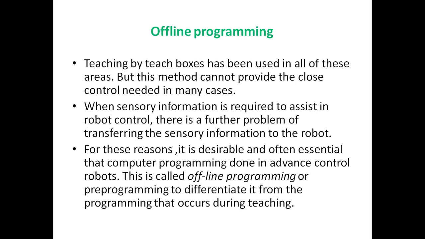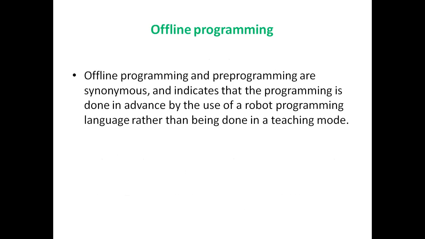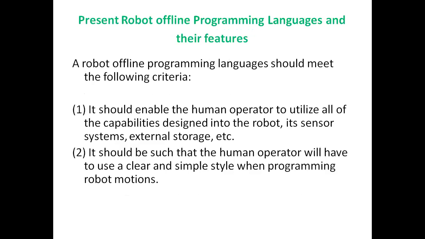This is called offline programming or pre-programming, to differentiate it from the programming that occurs during teaching. Offline programming and pre-programming are synonymous and indicate that the programming is done in advance, by the use of a robot programming language rather than in a teaching mode. Present robot offline programming languages should meet the following criteria. It should enable the human operators to utilize all the capabilities designed for the robot.